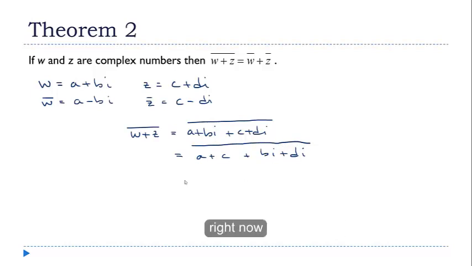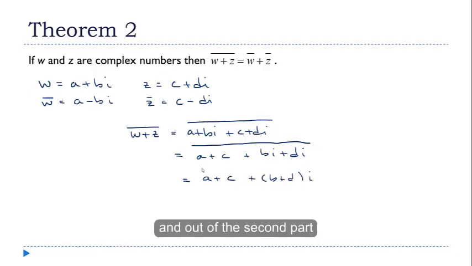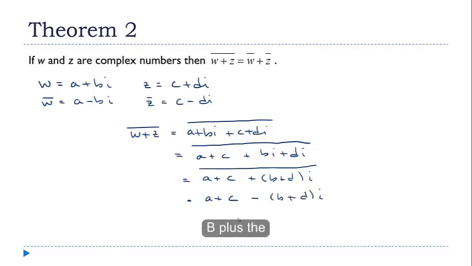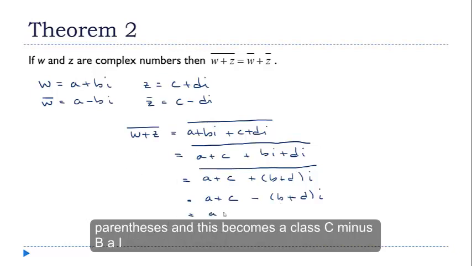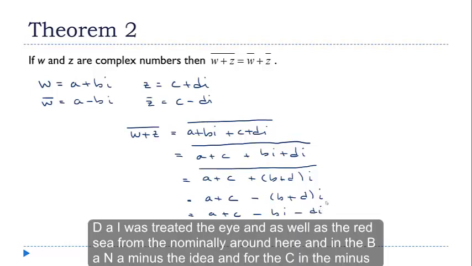Now I'm going to do a little factoring. I'm going to factor the i out of this second part, and now I can take the conjugate of this. This is a plus c minus b plus d times i. Now I'm going to undo what I did in the previous steps. I'm going to distribute this minus into the parentheses, and this becomes a plus c minus bi minus di. I distributed the i in as well.